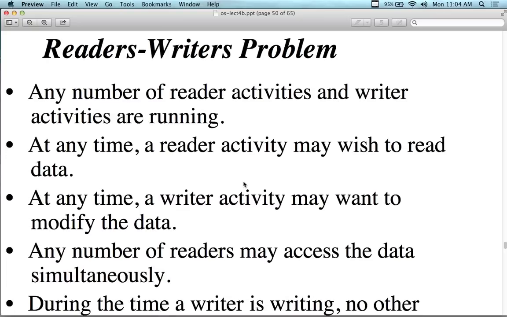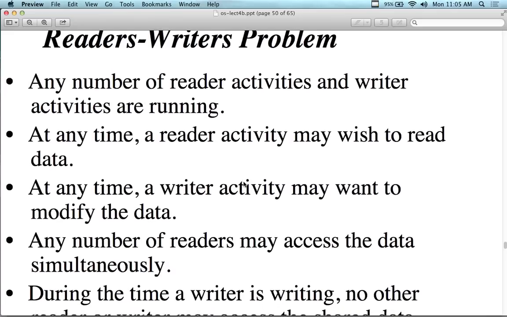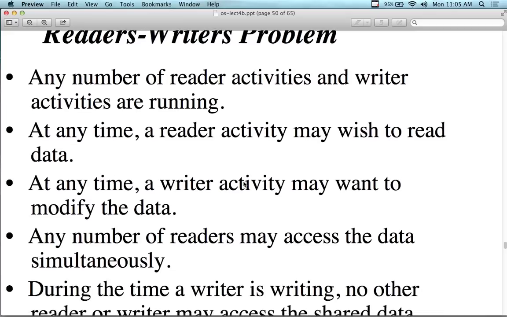So I started talking about the readers and the writers, and in terms of this scenario, any number of reader activities and any number of writer activities might be happening simultaneously, which is why we get the database concept. A database is out there, and we do a query on it, and we update stuff, and we do a bunch of reads and writes essentially to a shared data repository. At any one time, anyone could be reading and anyone could be writing.